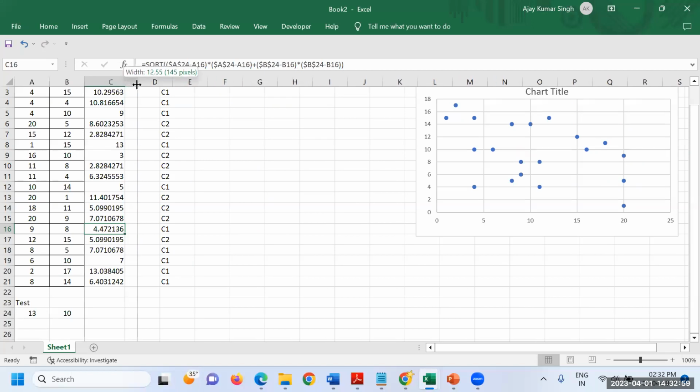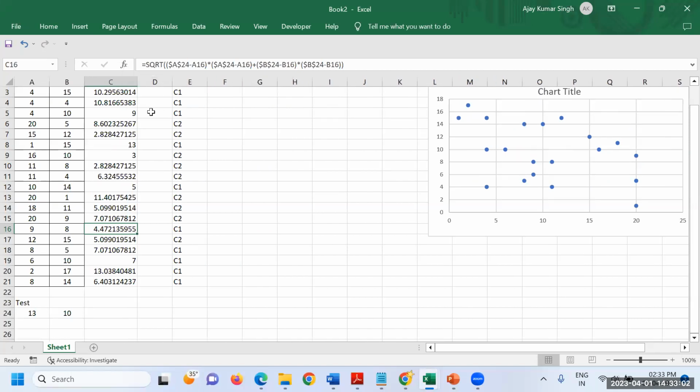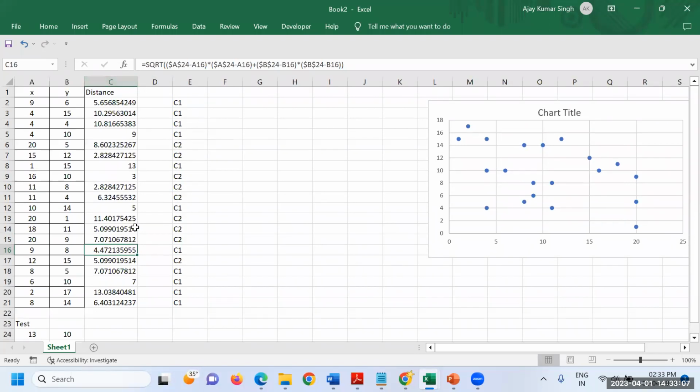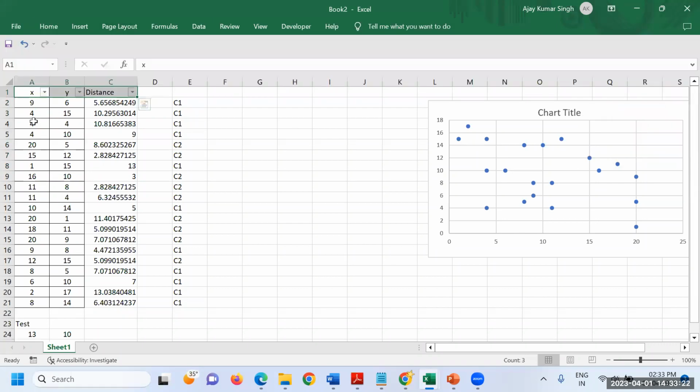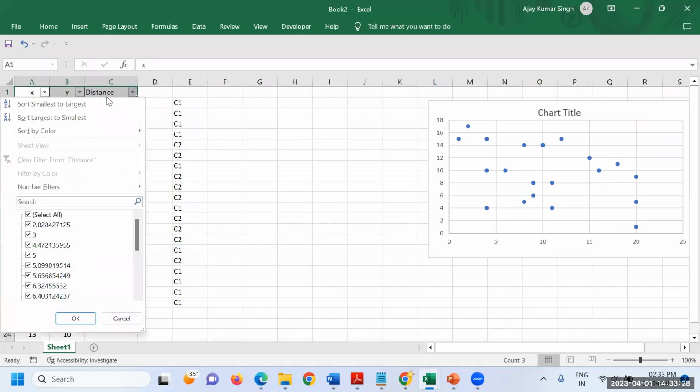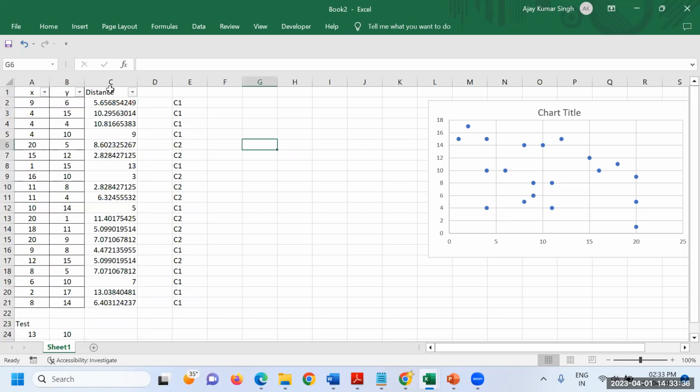Now what is the next step? I want the nearest point. So for that, I am going to arrange this particular data in increasing or decreasing order. Suppose I am going to arrange this data in increasing order. So let's make some filter over here. I'm going to go for filter. So I applied one filter. You are able to see that filters are there. So I'm going to go for sort smallest to largest. At the same time, let's cover this point also, so that this is going to be respected.